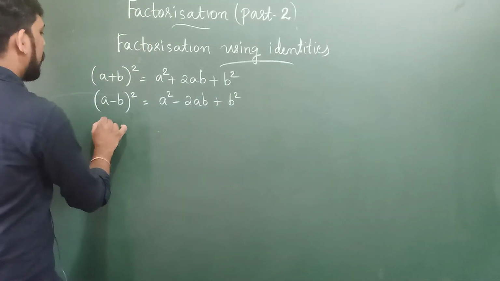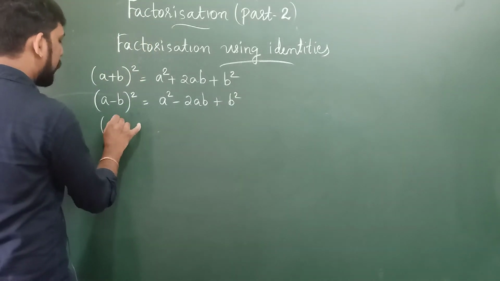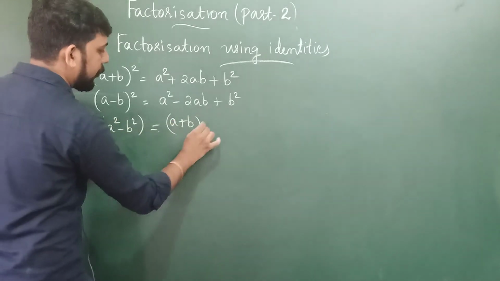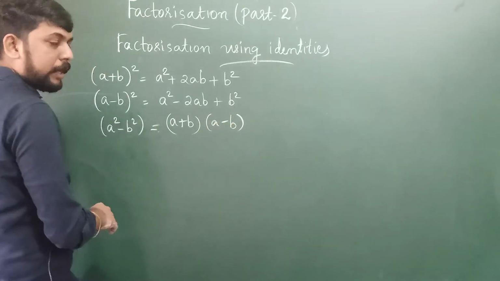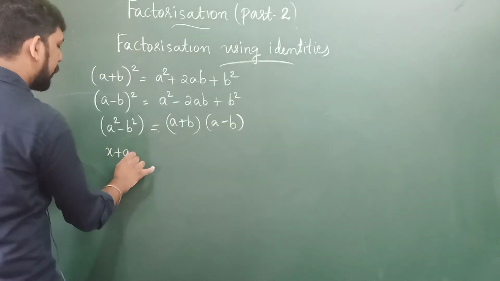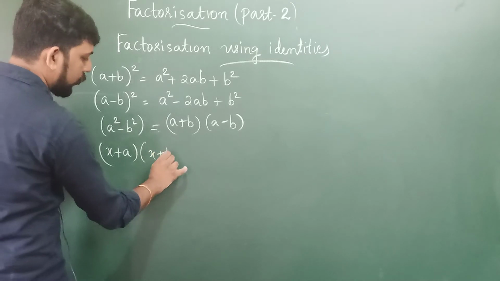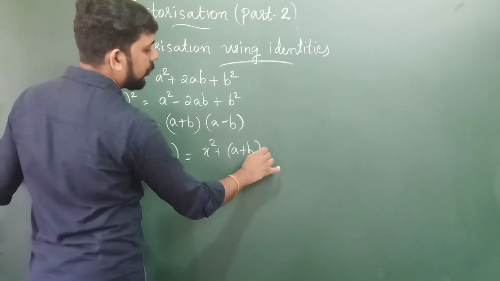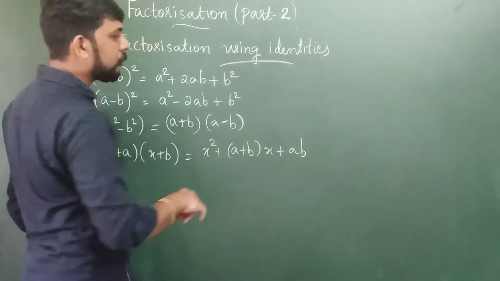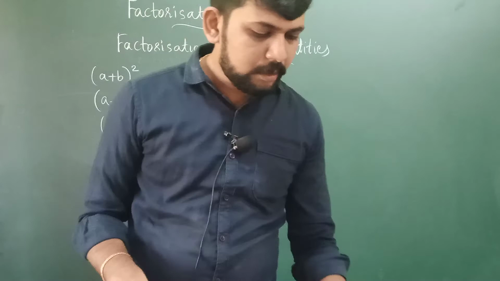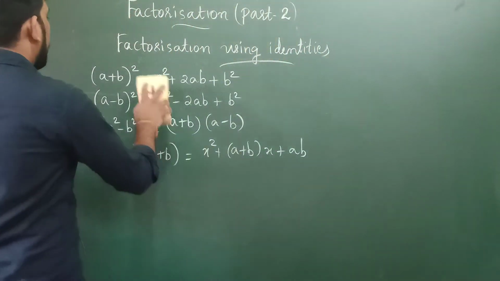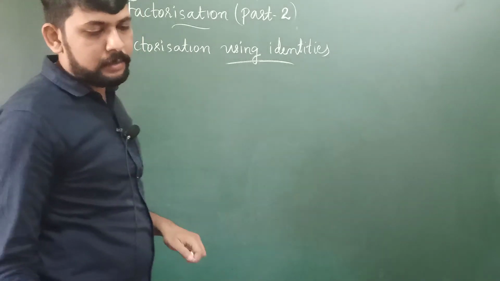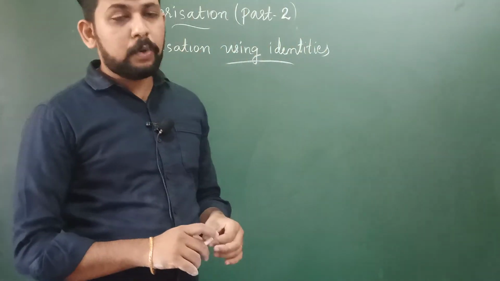Okay, then what is a square minus b square? That is a plus b into a minus b. Then what is x plus a into x plus b? That is x square plus a plus b of x plus ab. Okay, these are the main four identities. Anyway, listen carefully. Factorization using identities.